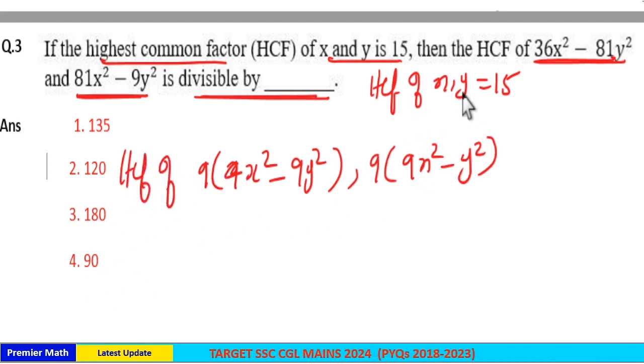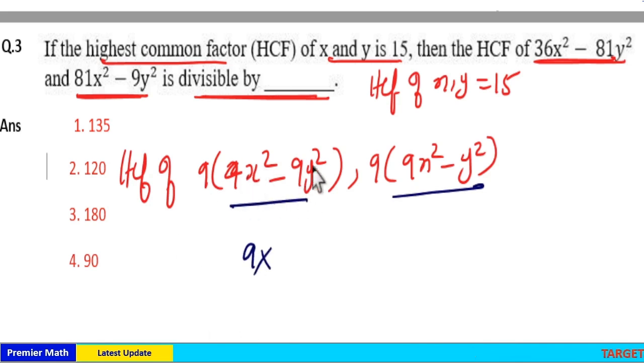Because HCF of x and y is 15, it means for any value of x and y it is divisible by 15. So from the first term and second term, 9 is a common factor and 4x square minus 9y square and 9x square minus y square are remaining. So x square minus y square is common in both the terms. X square minus y square means x plus y into x minus y. And here the common factor of x and y is 15. Highest common factor is 15. So you can take 15 as common factor from these two terms.